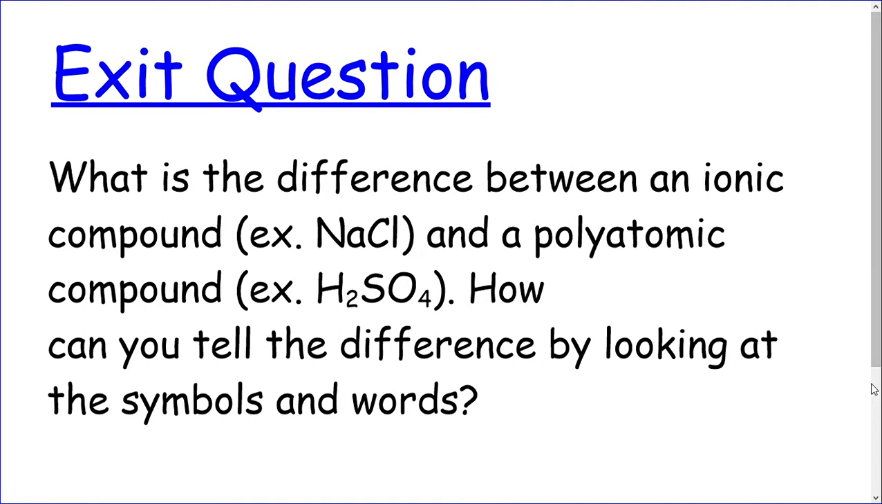So, as an exit question, we spent the first couple of lessons going through ionic compounds and polyatomic compounds. So the question is, what is the difference between an ionic compound like NaCl and a polyatomic compound like H2SO4? How can you tell the difference just by looking at the symbols, maybe as well as the words? So pause the video, give it a try, and come back when you're ready.